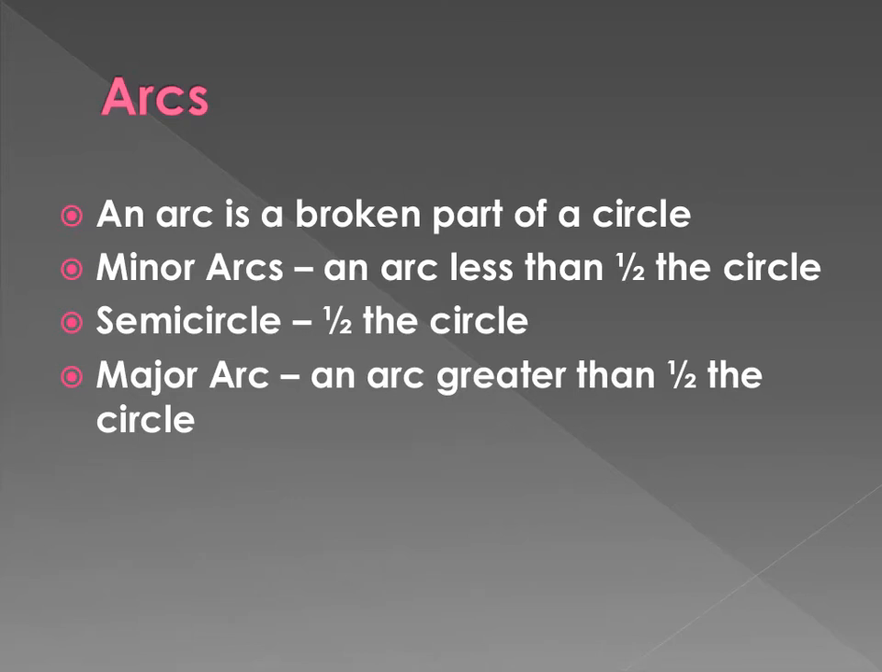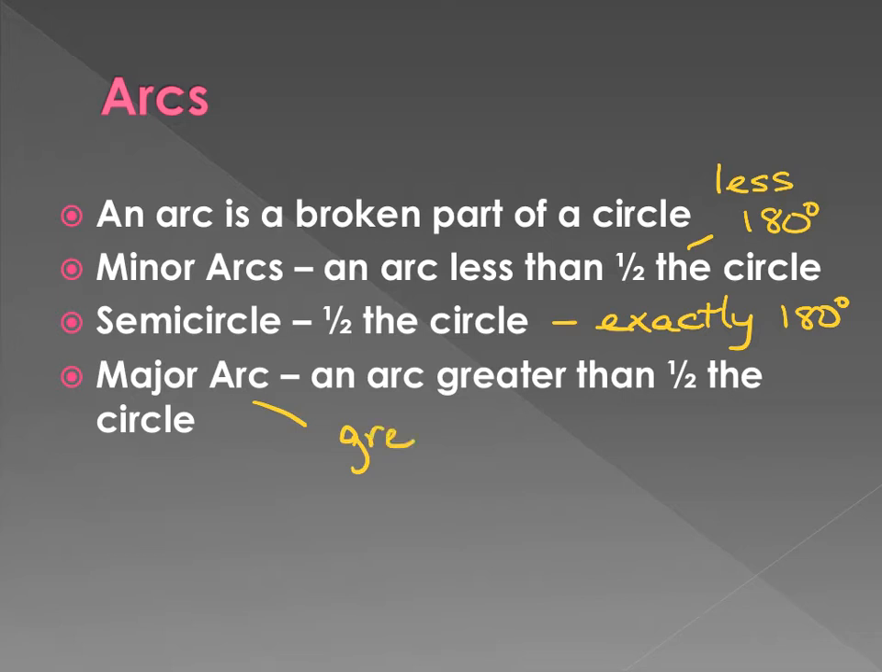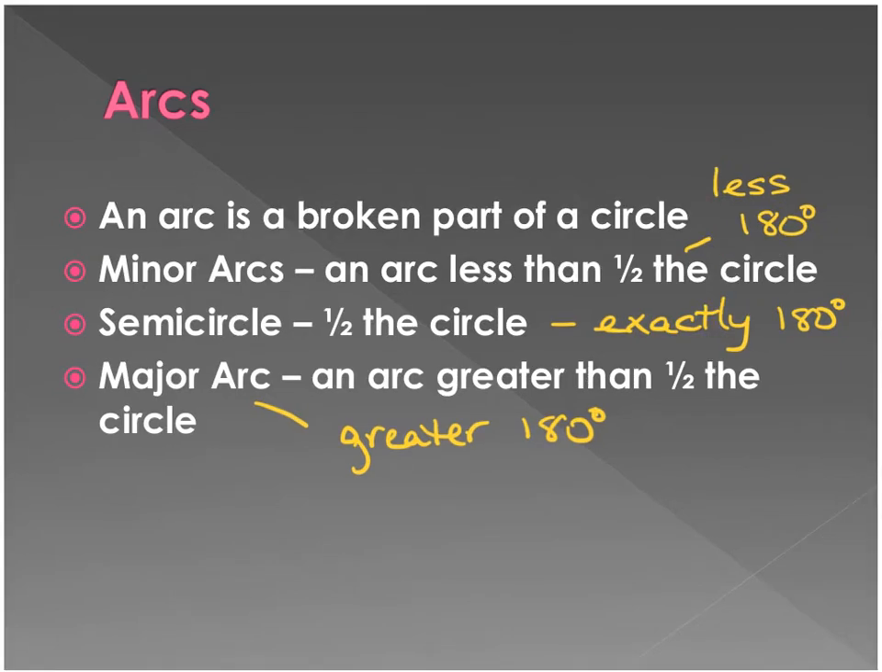Arcs are measured in degrees. So when it's a minor arc, this will be less than 180 degrees. When it's a semicircle arc, it will be exactly 180 degrees. And when it's a major arc, it's going to be greater than 180 degrees. The circle being 360. What an arc looks like is this.